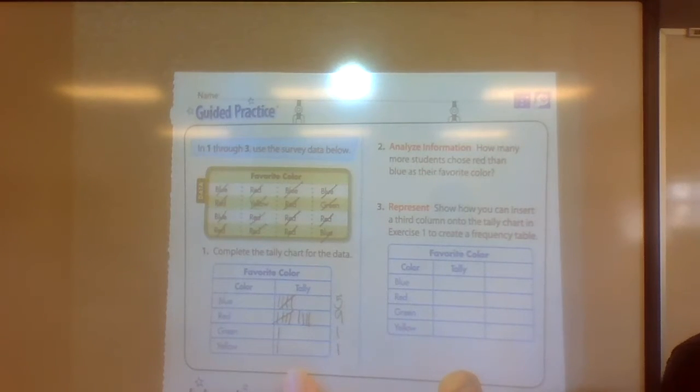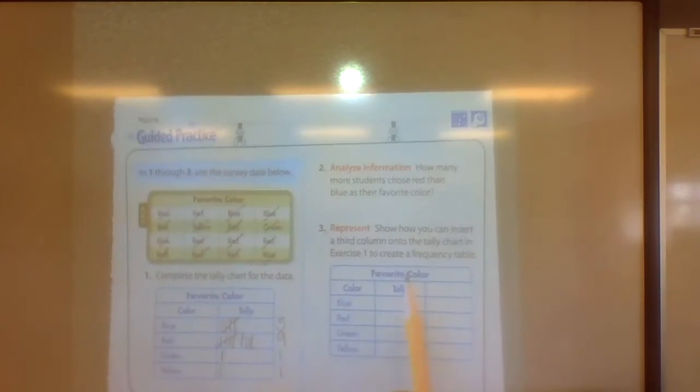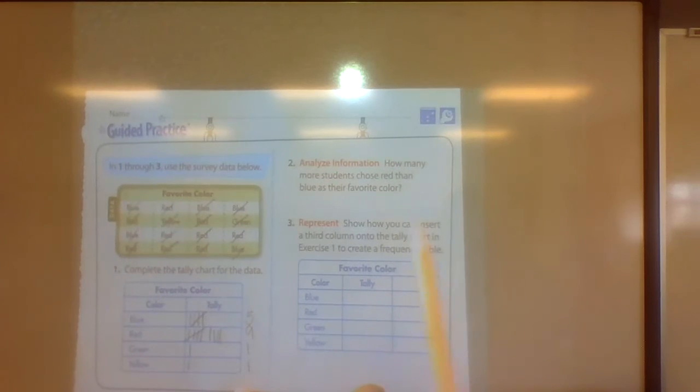Okay, then in third grade, what they do is they want to have you answer questions about those frequency charts. And so that's why we have to have our numbers ready, so we don't have to go back and count those tally marks every single time. It says number 2, if you look, okay, says how many more students chose red than blue as their favorite color.